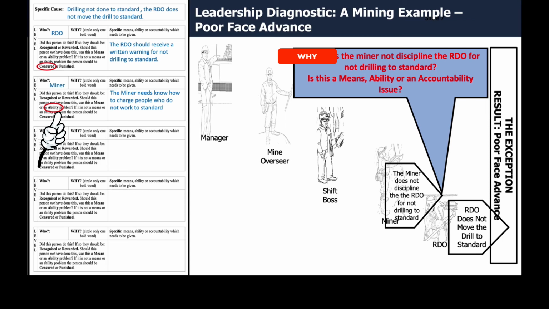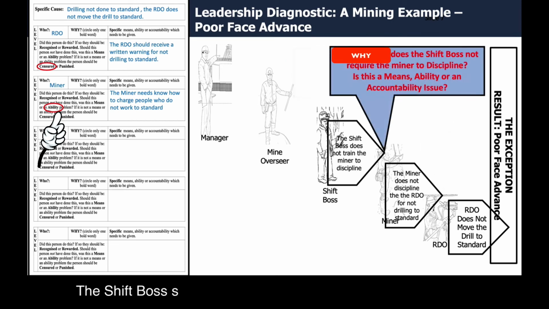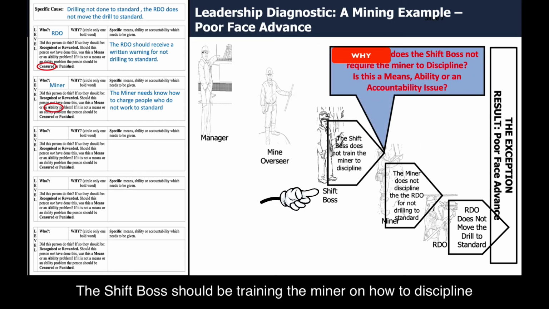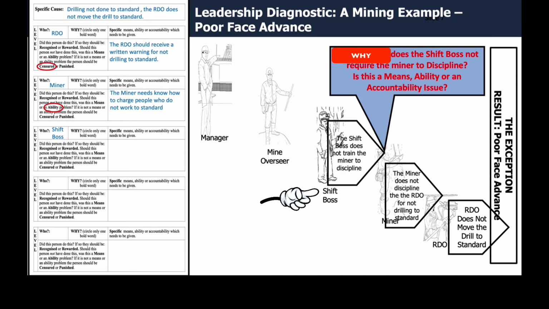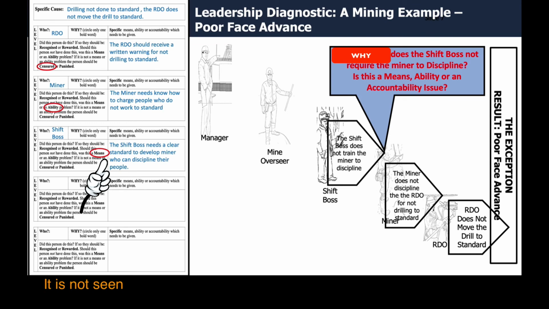And the person who the miner reports to is the shift boss. So clearly what the shift boss should be doing is training the miner how to discipline an RDO. And let's assume that the shift boss hasn't been doing that. Why hasn't the shift boss been training the miner to discipline RDOs? Well, actually, it's not been required of him.